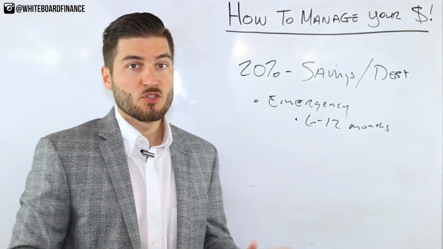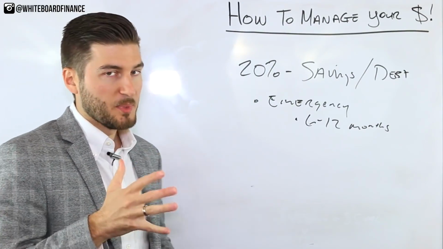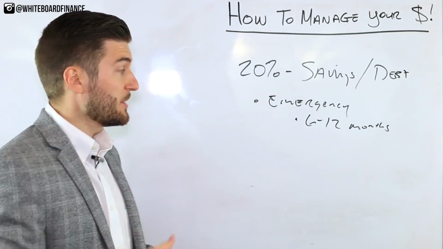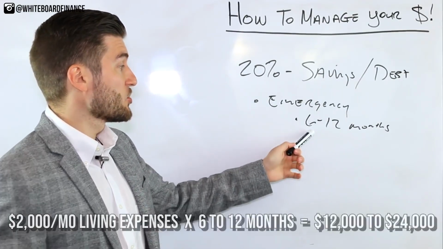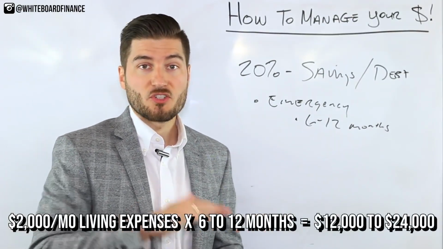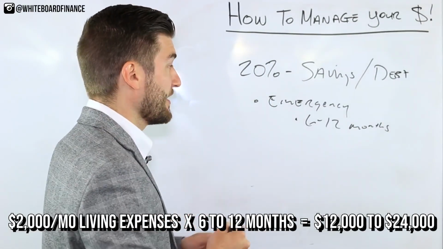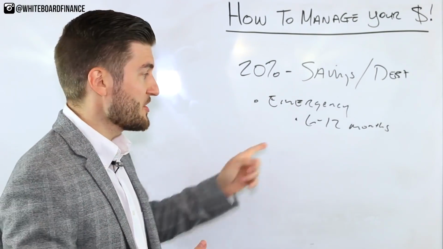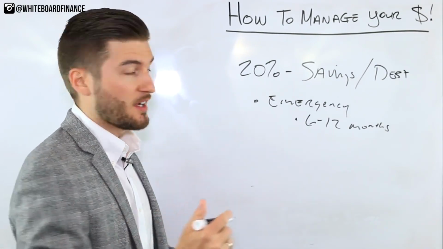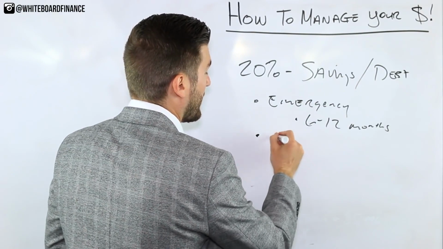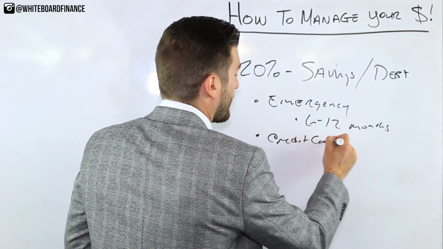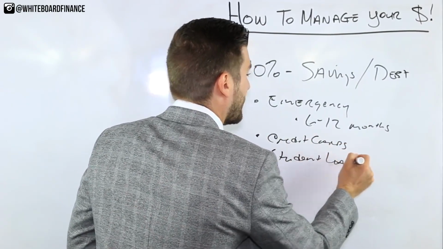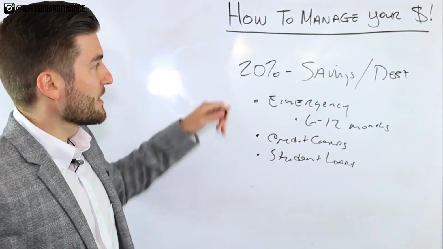So if you know that your needs category and a little bit of wants comes out to be, let's say, $2,000 a month for your entire family, you know that you need to save about $12,000 to $24,000 in your emergency fund. I know that sounds like a lot of money, but 1 or 2 layoffs in a family of 1 or 2 income earners, that can really save you right there, you guys. Obviously, paying off debts. So if you have credit cards, student loans, things like that, these are debts that you should just smash using that 20%.